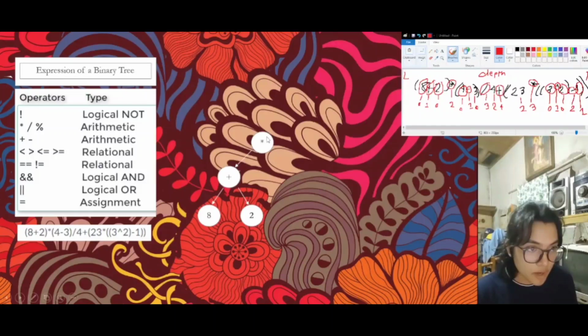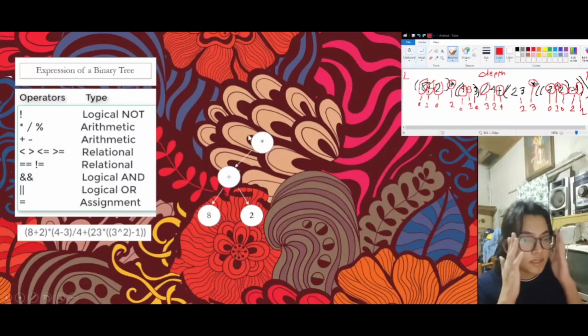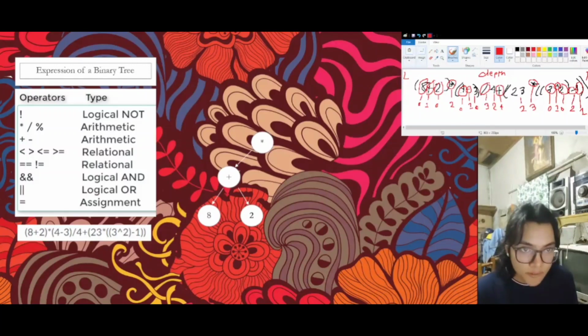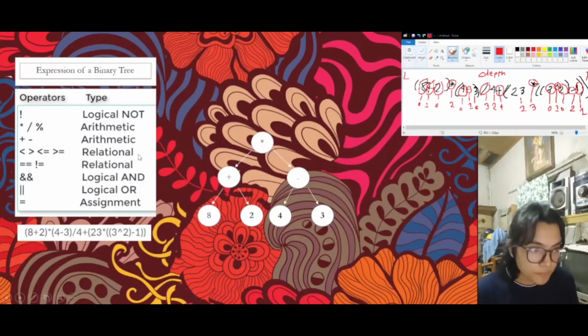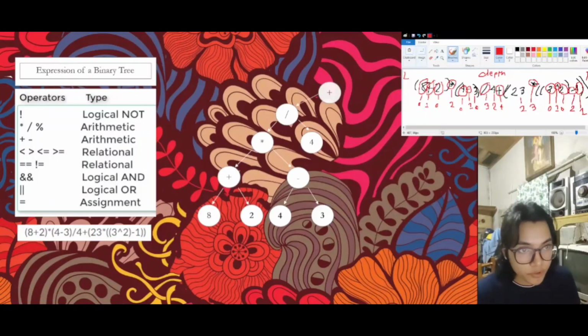Next, we're going to proceed to the other part, which has the multiplication. The multiplication sign is going to have a depth level of 2, and the expression inside of it is going to have a depth level of 1, the minus, and then 4 and 3 as 0. Then we're going to proceed with division. The 4 is going to have a depth level of 2. And then we're going to proceed with the depth level 4, which is the plus sign. That's how it works.